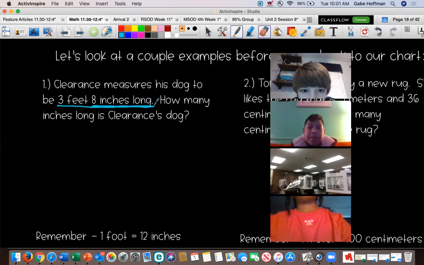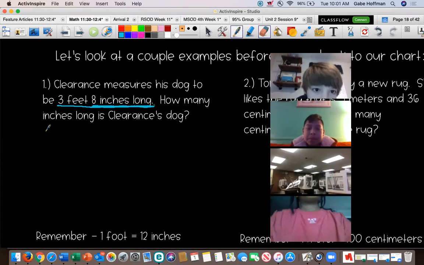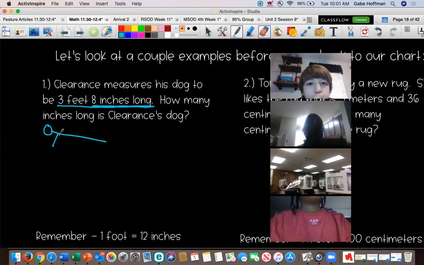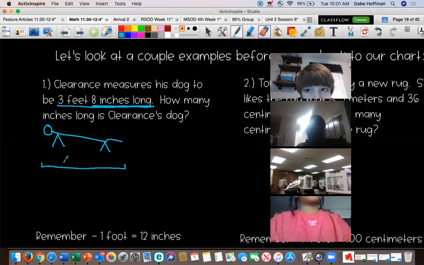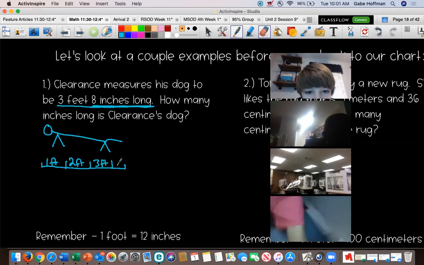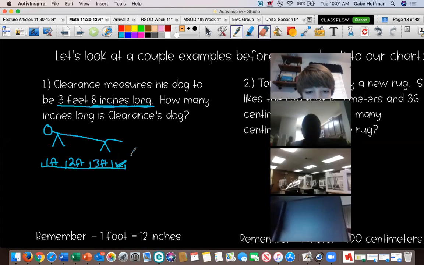So I'm going to draw a line to kind of break that down. Let's pretend this is his dog. I know this is a terrible drawing, okay? I'm not trying to make a good drawing. So there's his dog. If we have the whole length, we have 1 foot, 2 feet, 3 feet, and then this little leftover part right here is 8 inches, right?